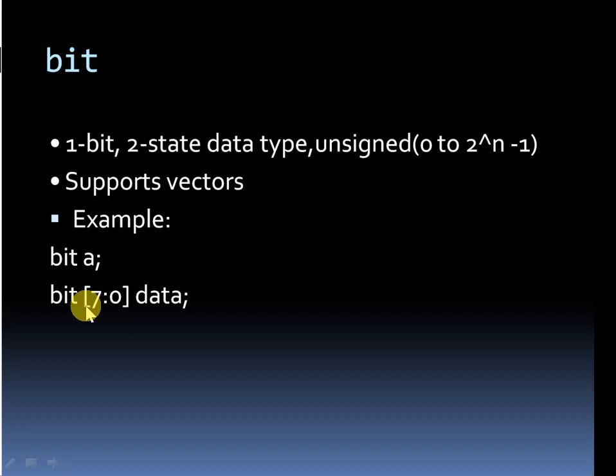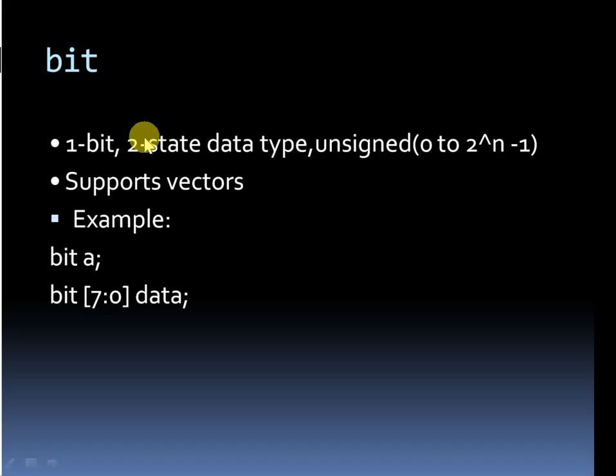That means bit 7 to 0 is an 8-bit unsigned integer. Okay. And what is the range of the unsigned values? It is 0 to 2 to the power n minus 1. Since it is 8 bits, how many values can we count? It can take values from 0 to 255.